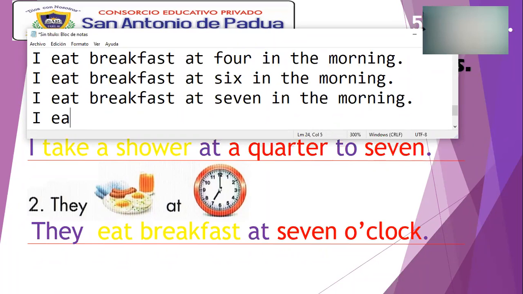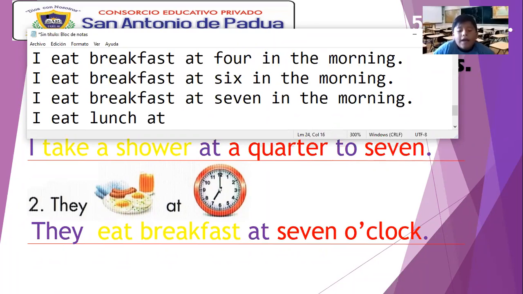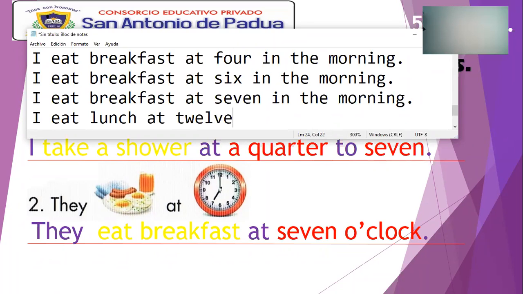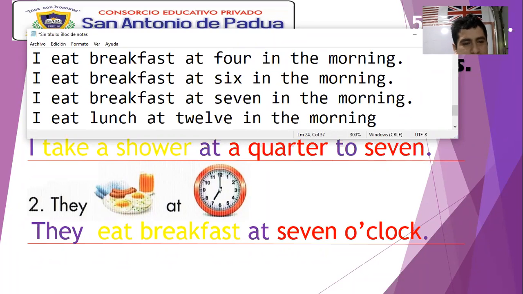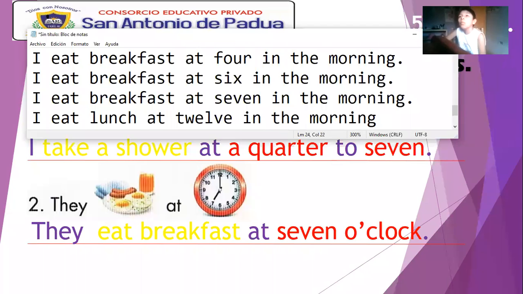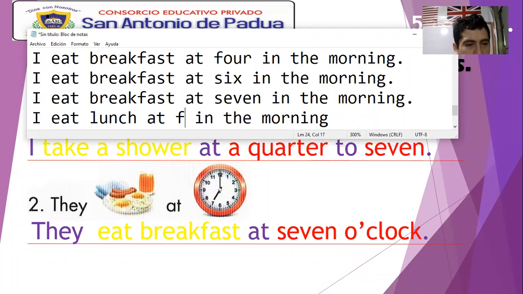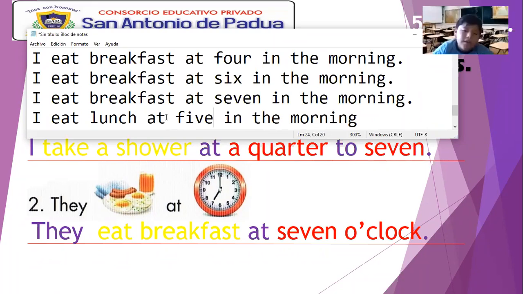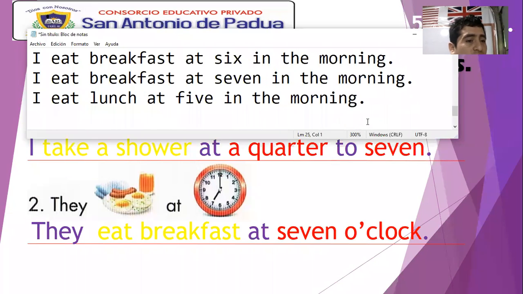I eat lunch. My breakfast and 7. At 9. Excellent. Yeah, at five. Oh my God. Five. I eat lunch at 5 in the morning. Good. Yes. Yo almuerzo a las 5 de la mañana. Good. Excellent. No, ¿cómo almuerzo? Lunch a las 5 de la mañana.